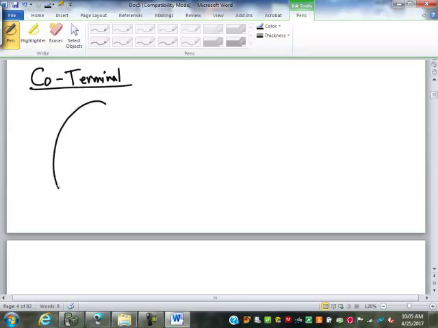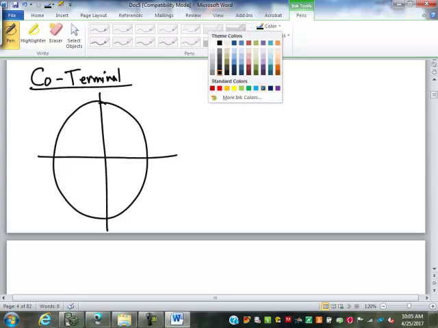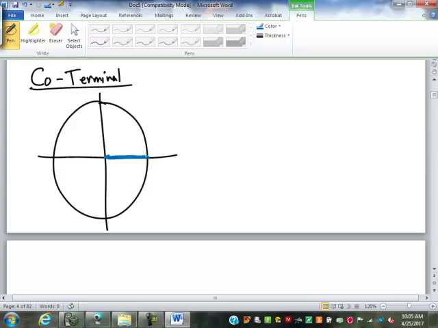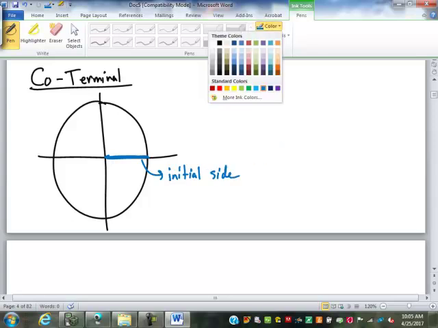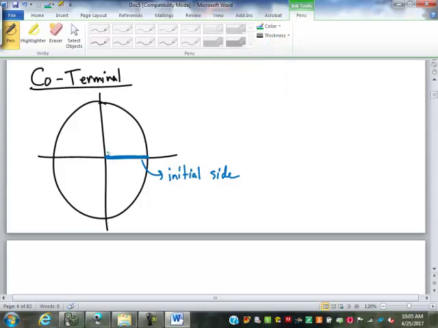Coterminal, if you remember, we talked about this unit circle and how all of our angles on the unit circle start out here at 0 degrees, right? And that is referred to as the initial side. And then the angles move counterclockwise around that circle. So like here, this is a 60-degree angle. That side is called the terminal side, because that's where the 60-degree angle would stop if we rotated 60 degrees around the circle.